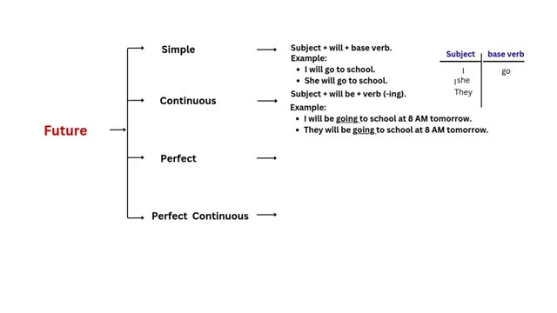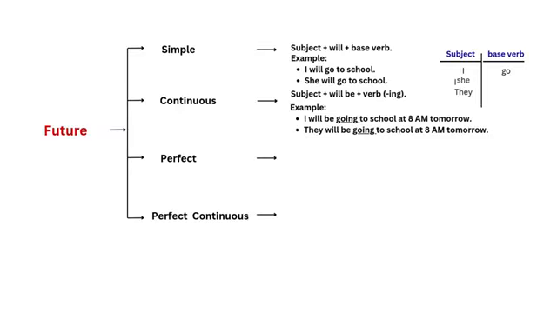Future continuous tense. Subject plus will be plus verbing. Example: I will be going to school at 8 a.m. tomorrow. This means that at 8 a.m. the next day, the person will be in the middle of the process of going to school. The action will be ongoing at that specific time in the future.